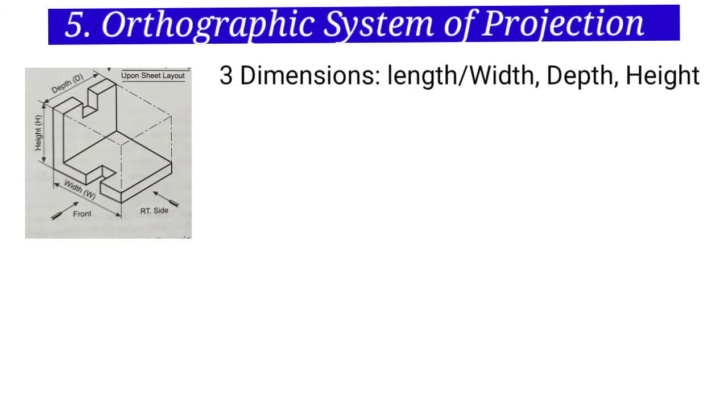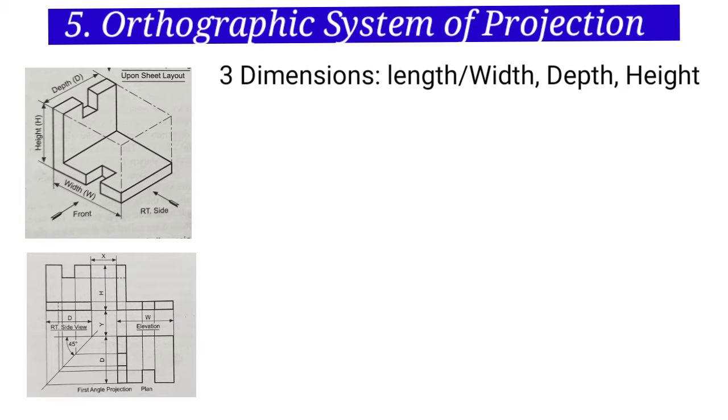Any object has three dimensions, that is a length, depth and a height. The problem is to represent or convey all these three dimensions together with the other details of the object on a sheet of drawing paper which has only two dimensions. Orthographic system of projections is a method of representing the exact shape of a three-dimensional object on a two-dimensional drawing sheet in two or more views.